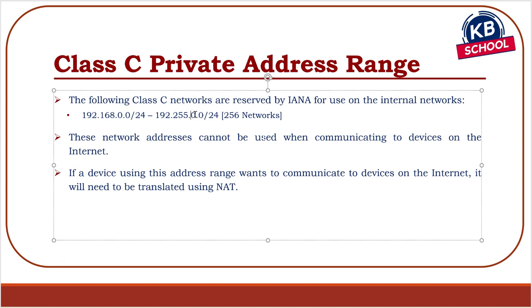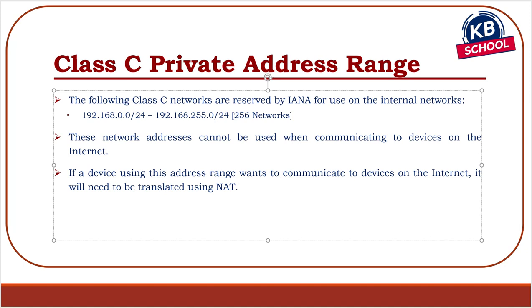Let's do it real quick. 192.168.255 is the range of Class C private addresses. Again, in order for these addresses to go on the internet, they will get translated by the device, the router that's connecting to your ISP router.